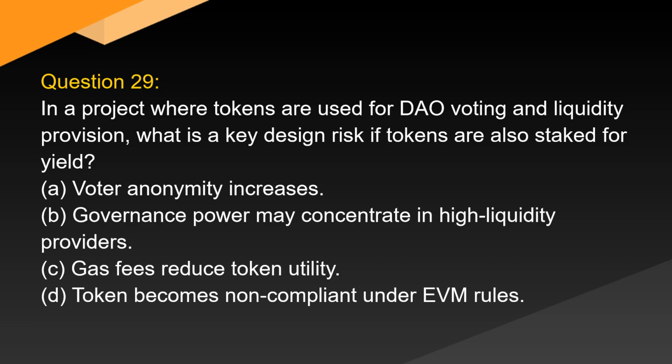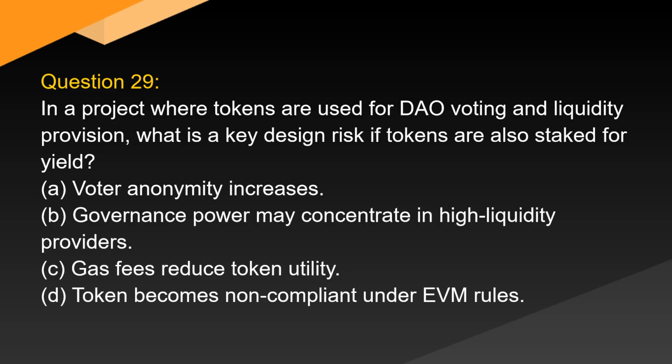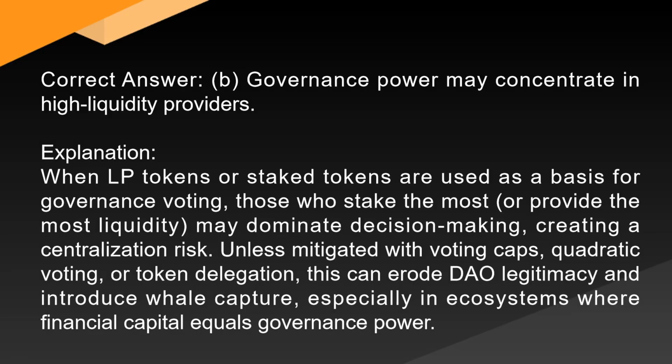Question 29. In a project where tokens are used for DAO voting and liquidity provision, what is a key design risk if tokens are also staked for yield? A. Voter anonymity increases. B. Governance power may concentrate in high liquidity providers. C. Gas fees reduce token utility. D. Token becomes non-compliant under EVM rules. Correct answer: B. Governance power may concentrate in high liquidity providers.